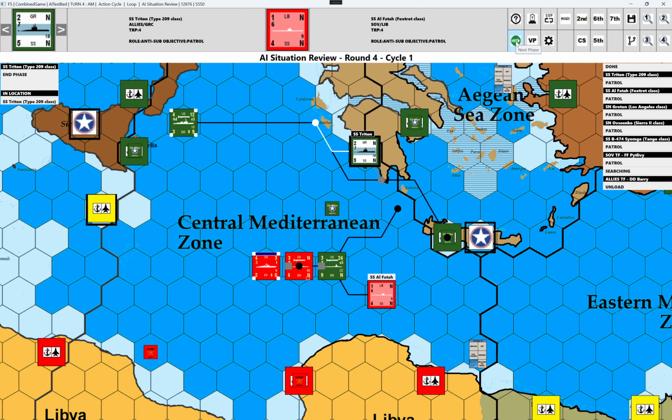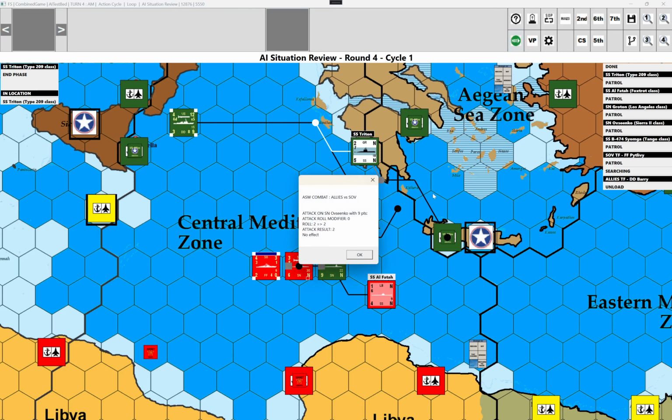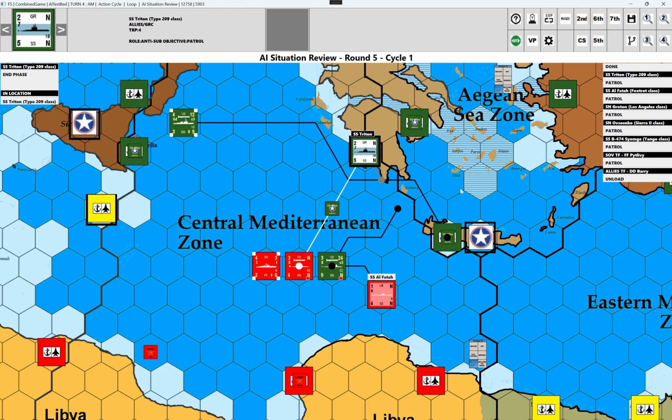The U.S. sub might shoot at the Russian sub. We'll see. It does. It fires. No effect. All right, let's go. Okay. Nobody should have anything left to do. They're both fired and they can't move anymore.